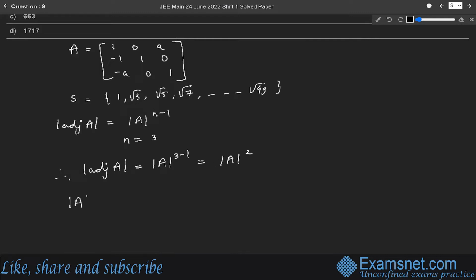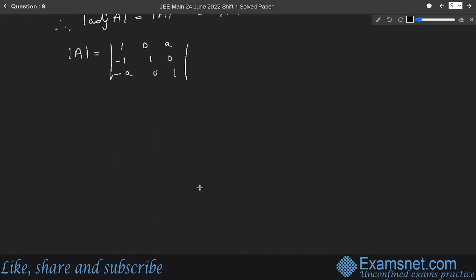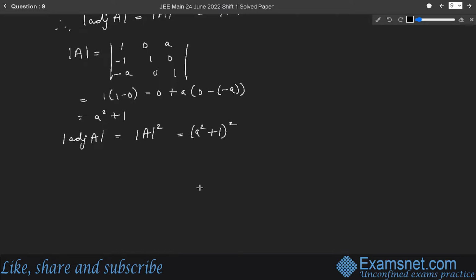Now let us calculate determinant of A. So determinant of A will be in this way: 1 0 A; minus 1 1 0; and minus A 0 1. On further expanding this, it will be equal to 1 into (1 minus 0) plus A into (0 minus (minus A)). So this will be equal to A square plus 1. Since we know that determinant of adjoint of A is equal to determinant of A square, it will be (A square plus 1) whole square.